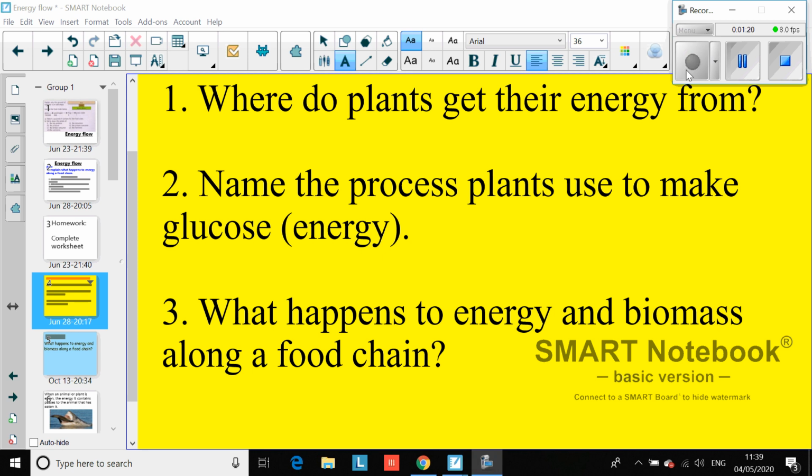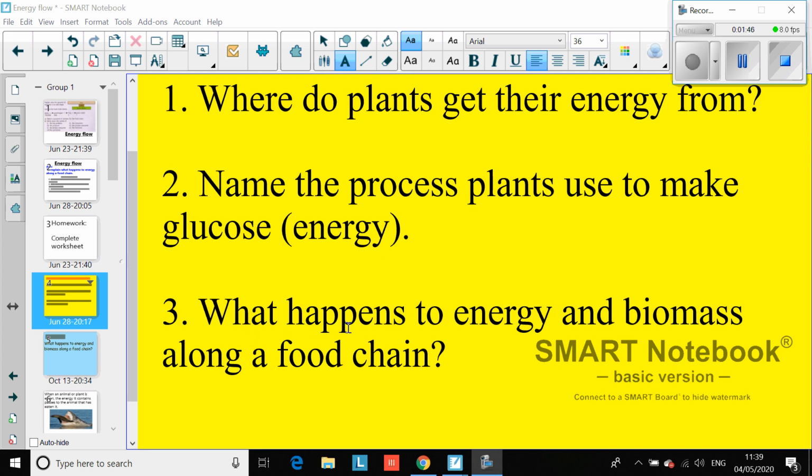Okay, welcome back. Number two was quite easy. The process plants use to make glucose is called photosynthesis. Photo is the old Latin word for light, and synthesis, or synthesize, is to make. So making from light, that's where the word comes from. And that's what plants do. They take carbon dioxide and water, and they use sunlight to convert it into glucose, which is their energy store.